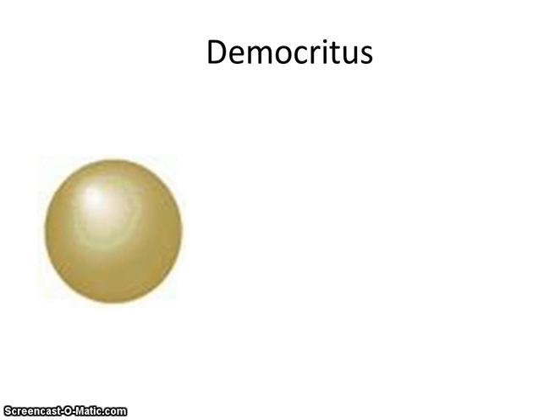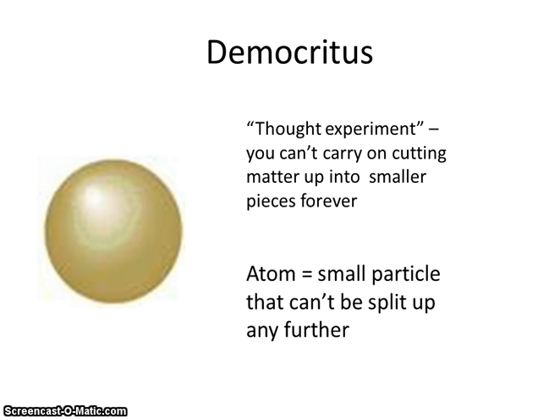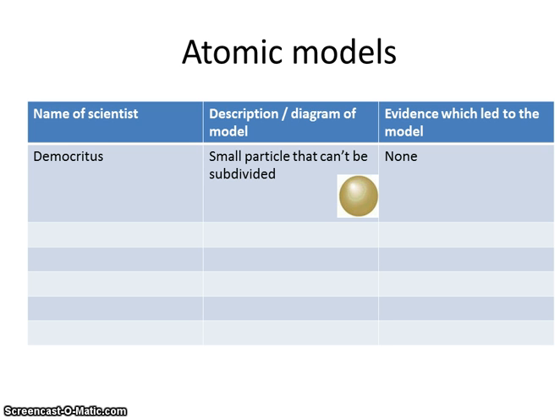Now, although you won't be required to discuss this in an exam, you should be aware of the fact that the idea of the atom is actually over 2,000 years old and was first deduced by a Greek philosopher called Democritus, who carried out what's called a thought experiment. He imagined cutting up a piece of matter and realised that at some point you would not be able to cut it up any further, and that ultimate particle, if you like, was described as an atom, a small particle that can't be split up any further. So that's our starting point for the atomic model.